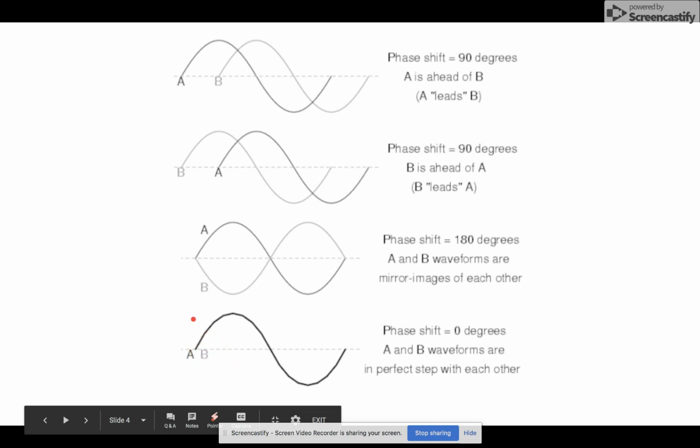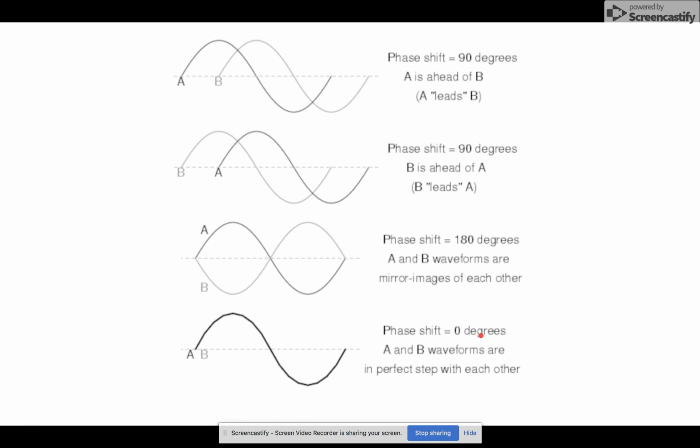Now, what about the last diagram? In this last diagram, both wave A and wave B are superposing each other, and there is no difference, or there is no one leading or no one lagging. So they're perfectly in step with each other, right? When they're perfectly in step, you have 0 degrees phase shift or phase difference.